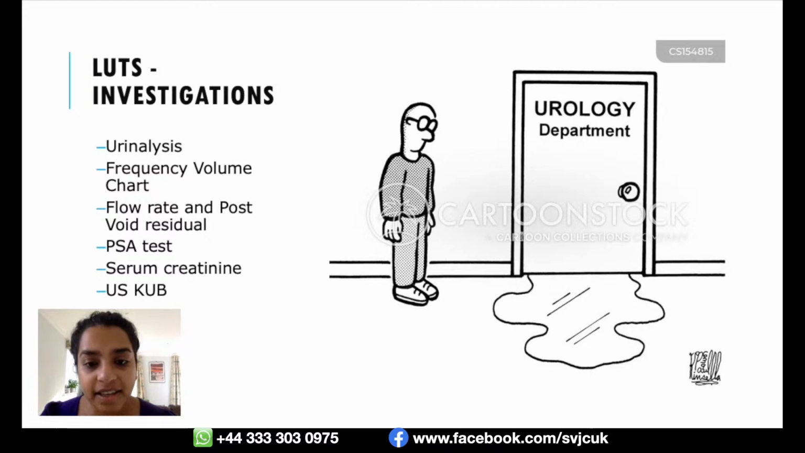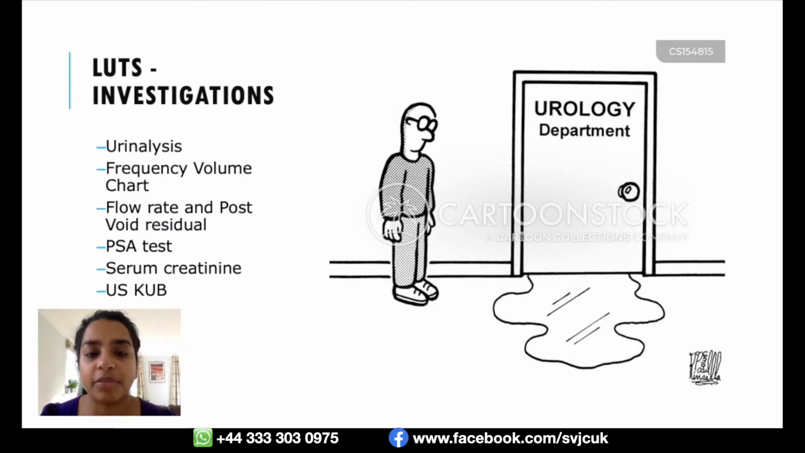Now, LUTS investigations are numerous and are carried out differently by each department. However, I would have said that these are the basics that should be done when a man presents to clinic with LUTS. First of all, you would do a urinalysis to assess for any sign of infection and also for any sign of blood in the urine. Ideally, they should complete a frequency volume chart so that you could understand what the frequency is like through the day and the night.